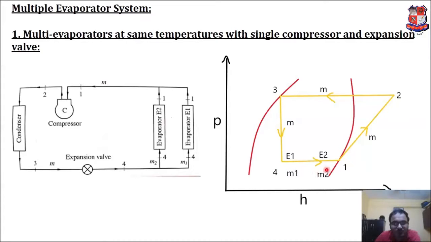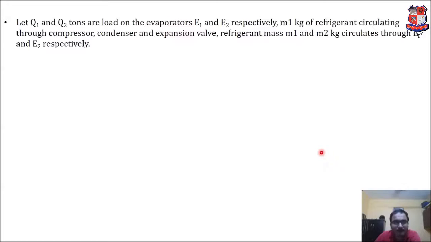1 is our evaporation. Okay, so we are not here distinguishing between E1 and E2 because both are working at the same temperatures, only the difference is of mass. Okay, so this process is applicable for E1 as well as for E2. Now let Q1 and Q2 are tons load on evaporators E1 and E2 respectively.